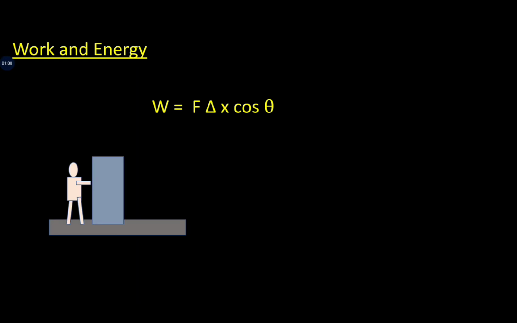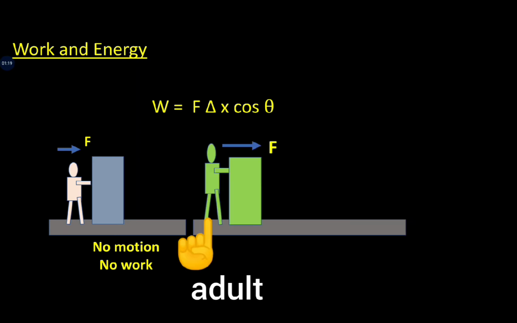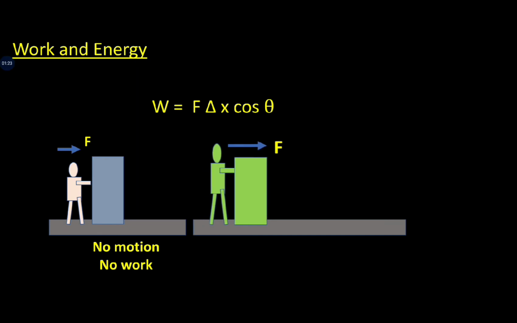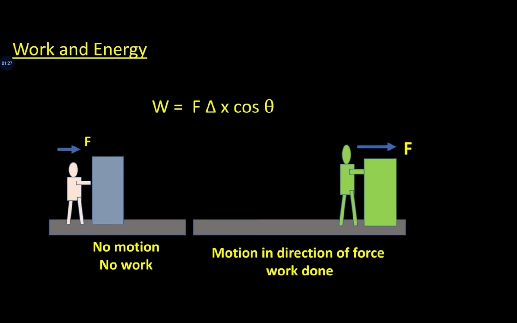Suppose a child tries to push a cabinet by applying a force, F. Suppose this cabinet does not move as a result of the force applied by the child. In this case, there is no motion, so there is no work done. An adult, however, can apply a much larger force and can result in the cabinet actually changing its displacement. In this case, there is motion in the direction of force and there is work done.